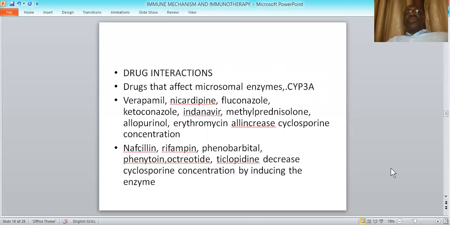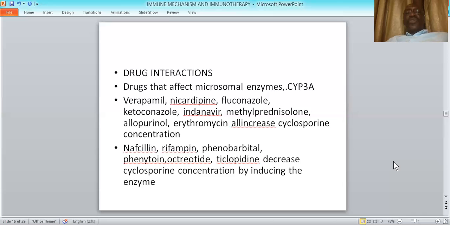when administered concomitantly with cyclosporine, cyclosporine concentration will be increased in the patient's systemic circulation. Whereas other drugs like nafcillin, rifampin, phenobarbital, phenytoin, octreotide, and so on decrease cyclosporine concentration.